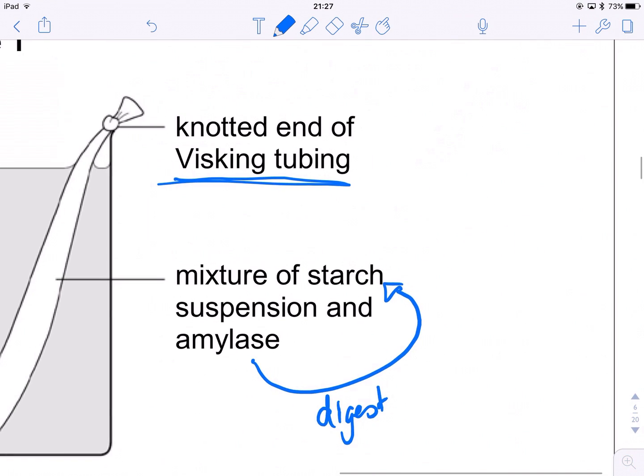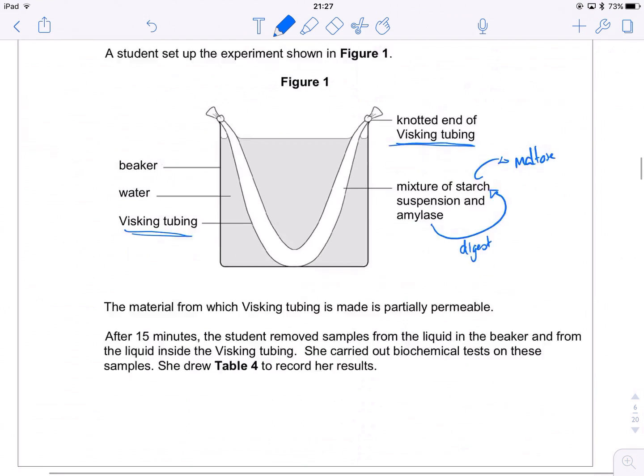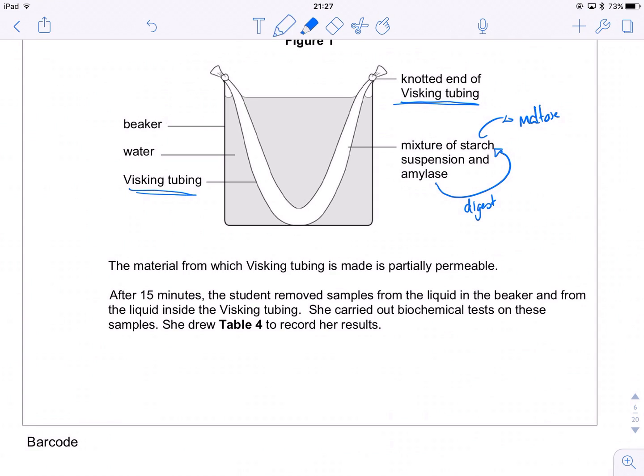Digest that, and as a result of that we will get some maltose. Back to this shortly. So the material that the visking tubing is made from, we say it's partially permeable, so some stuff can get through and some stuff can't. In fact, it's the big stuff that can't get through. Small stuff passes through no problem.